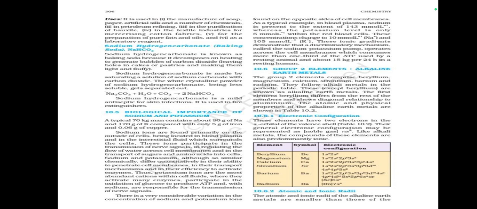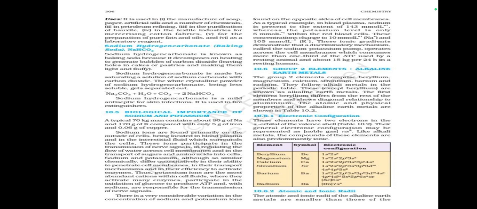Sodium hydrogen carbonate is made by saturating a solution of sodium carbonate with carbon dioxide. The white crystalline powder of sodium hydrogen carbonate, being less soluble, gets separated out. Na2CO3 plus H2O plus CO2 gives 2 NaHCO3. Sodium hydrogen carbonate is a mild antiseptic for skin infections. It is used in fire extinguishers.